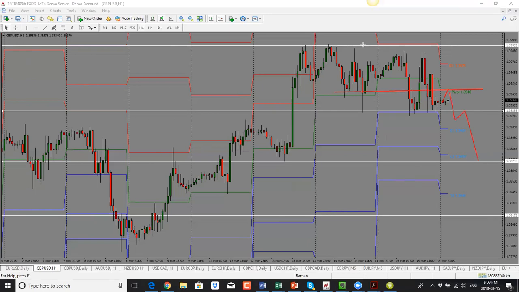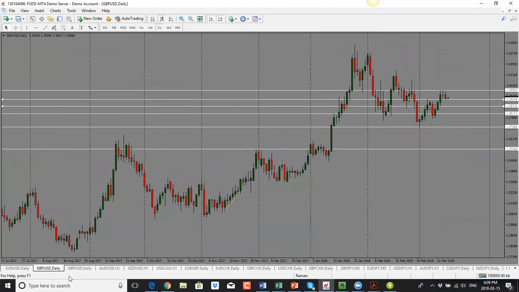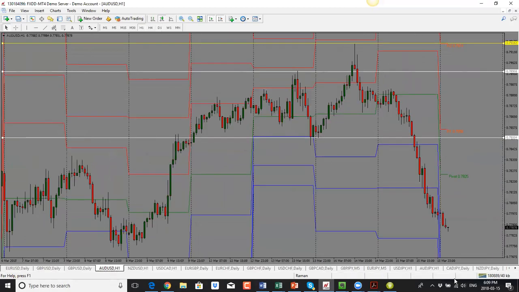Overall, though, bias is to the downside for pound dollar as well. Aussie dollar, a huge drop. So this trade, we had this trade on from yesterday, and I think we got about 45 pips in this trade as well. A nice trade, and as we can see, it really dropped today.